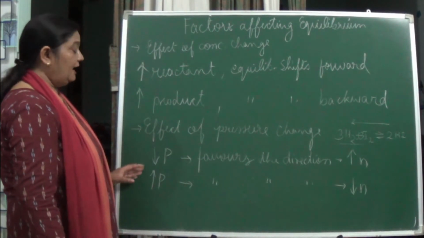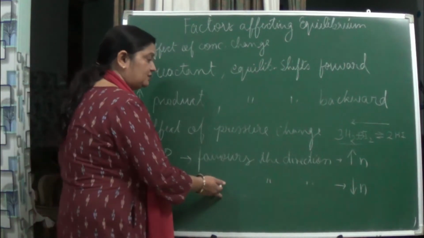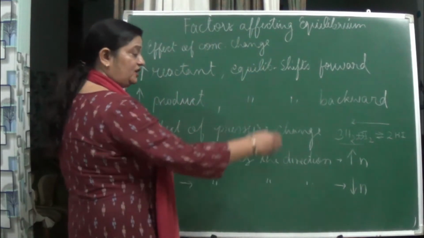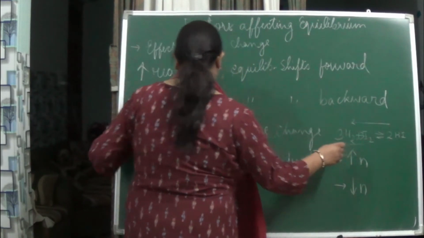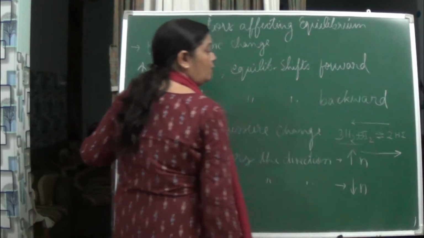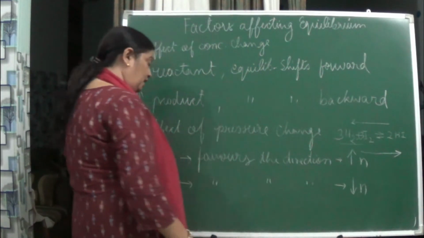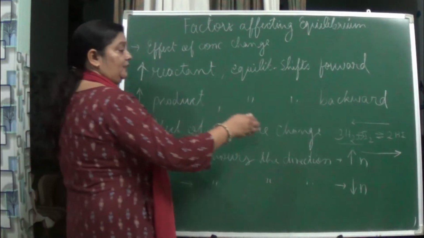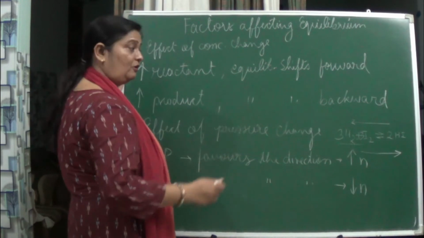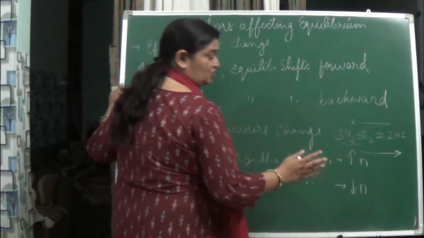Now, if the pressure is more, what happens? It favors the direction where the number of moles is less. So here only, if the pressure is more now, what will happen? It will favor where the number of moles is less. So here you can see that because of the pressure being high or low, by comparison with the number of moles, we can say about the direction of the reaction.